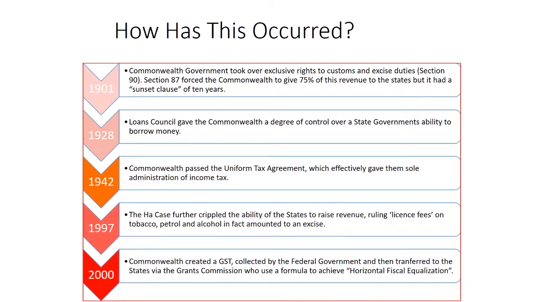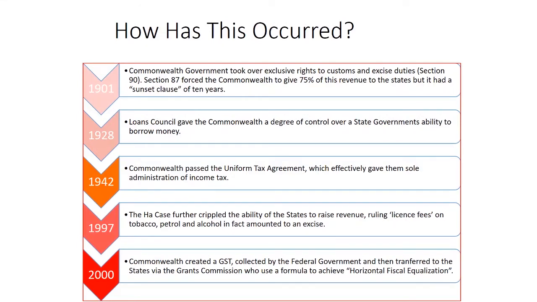Section 87, however, did promise to give 75% of this revenue back to the states, but it had a sunset clause of 10 years, meaning that after January 1st, 1911, the Commonwealth Parliament was no longer required to hand that money over, and they could keep it for themselves.